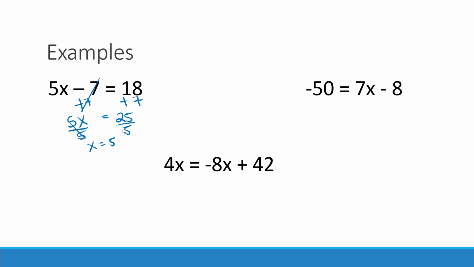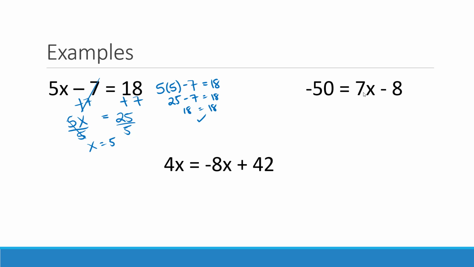Remember, you can always plug answers back into the equation. You'll see me stop doing that in a minute just for the sake of time in this video. But when you plug 5 back in, you do 5 times 5 minus 7. Does that equal 18? Well, 25 minus 7 does equal 18, so we know our answer checks out. So again, you can always plug answers back in.